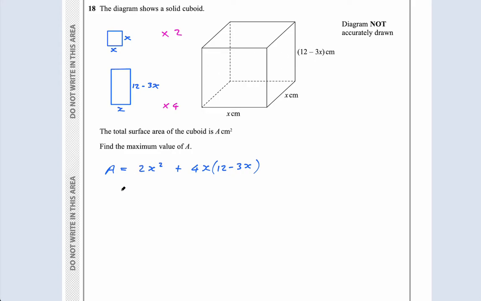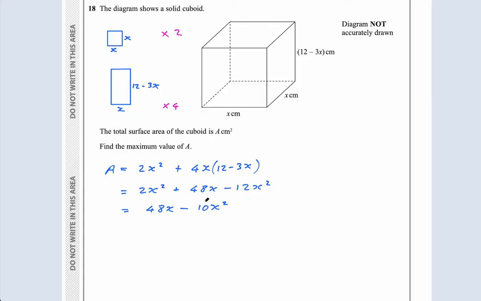Okay, once you understand that, let's multiply out. This becomes 4x times 12 is 48x. 4x times minus 3x is minus 12x squared. Simplify this to 48x minus 12x squared. No, sorry, minus 10x squared, because minus 12x squared plus 2x squared gives me the minus 10x squared.